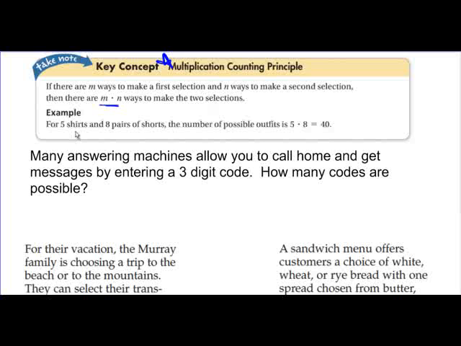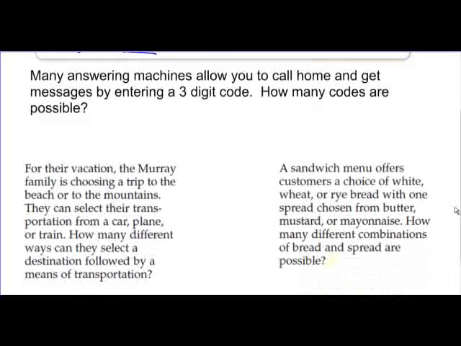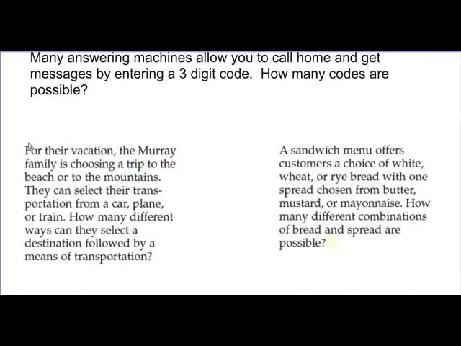So for example, 5 shirts and 8 pairs of shorts. How many possible outfits can you make, assuming they all match? 5 times 8 is 40. So this is the type of thing that you've done before. Now I'm going to up the ante a little bit, because if I jump down here first, these types of problems down here, this is no problem for you.